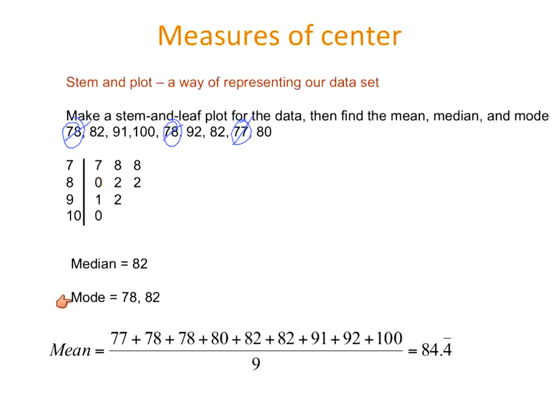Mode would be the number that shows up the most. Now notice you can have 2 modes. So here I have a 78, 78, and here I have an 82, 82. So since they both showed up 2 times, you would write them both.